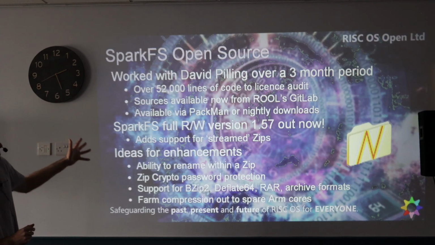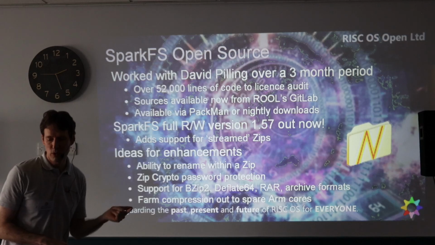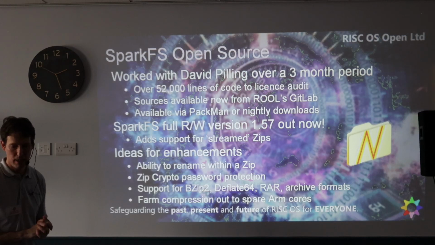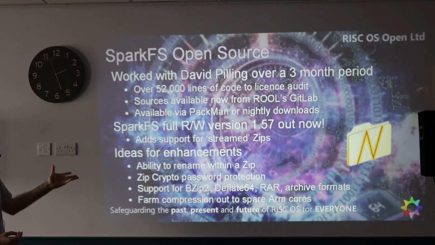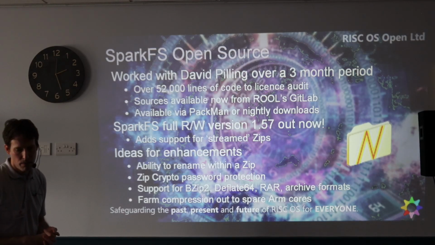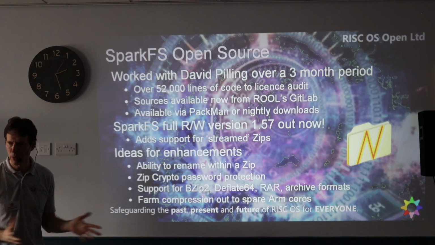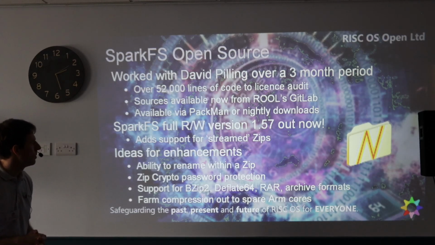So beyond streamed zips, because with streamed zips, if you downloaded one that was streamed, it would simply not work. If you double-clicked on it, it wouldn't open. It would say it had a bad header. So that has unlocked another subset of zip files. But future things that are equally useful happening in SparkFS, the ability to rename files within a zip feels like a really useful feature. I know I can do it on Windows, so that should be coming along to the RISC OS version not too soon.